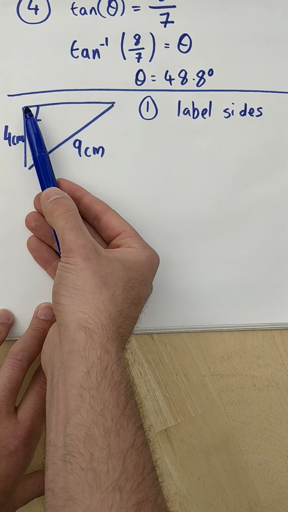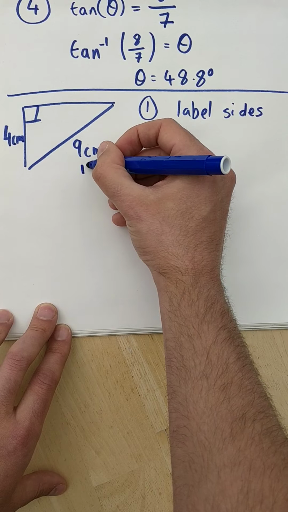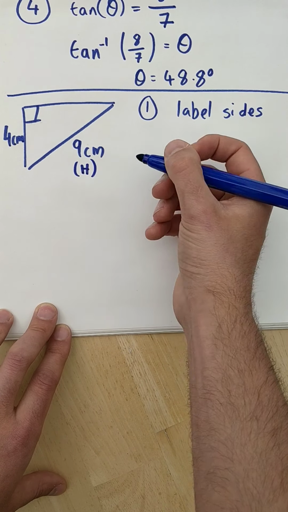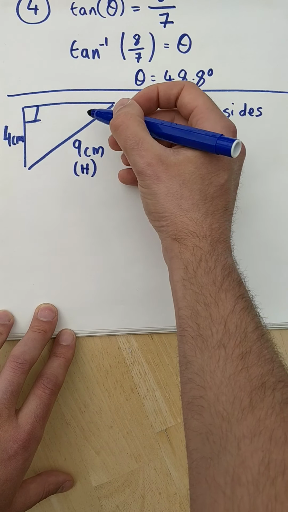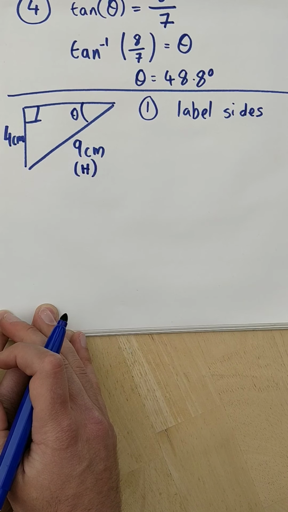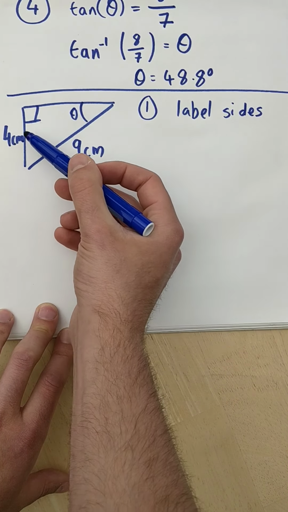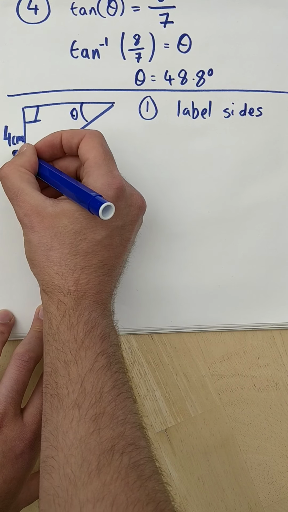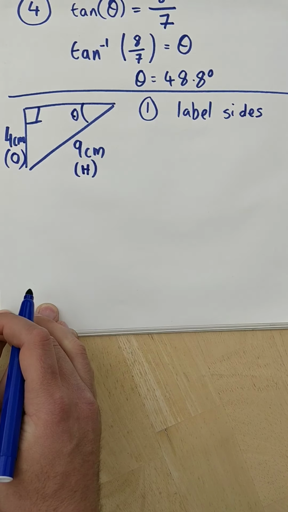Okay, so the first thing you do, label sides. So this one is opposite the right angle. So that one would be my hypotenuse. And let's say we want to work out that angle there. So this one is opposite that angle. So that is the O.